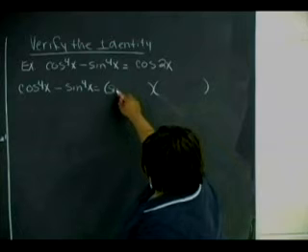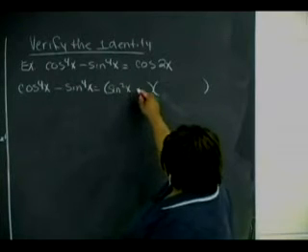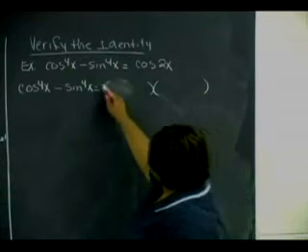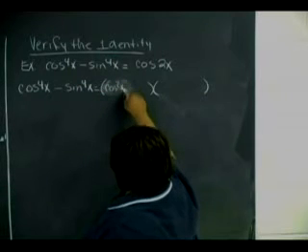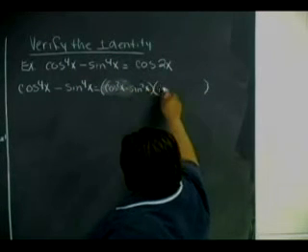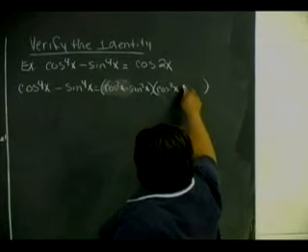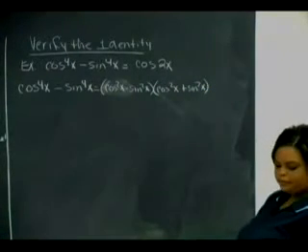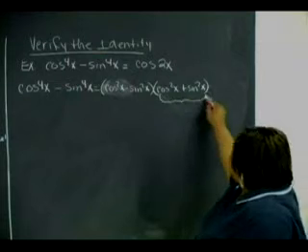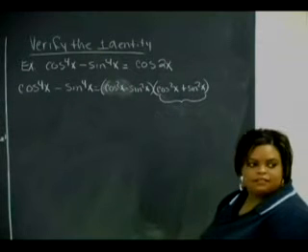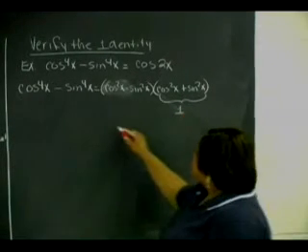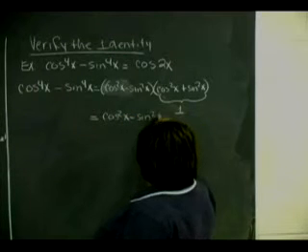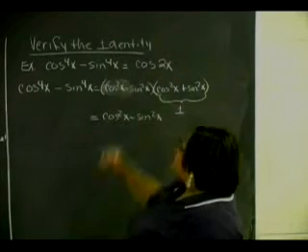It's sine squared x, cosine squared x minus sine squared x, and cosine squared x plus sine squared x. What do we know about cosine squared x plus sine squared x? It's 1. So what I'm left with is cosine squared x minus sine squared x. And it tells me that I should get to cosine 2x.